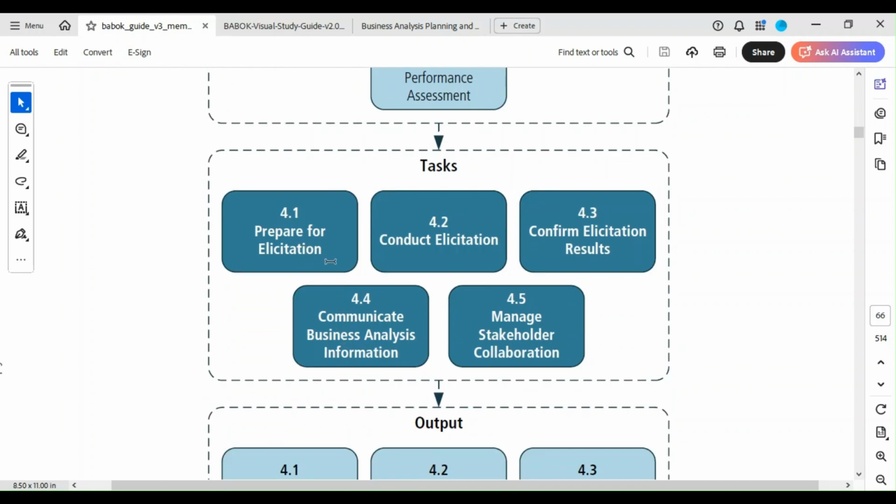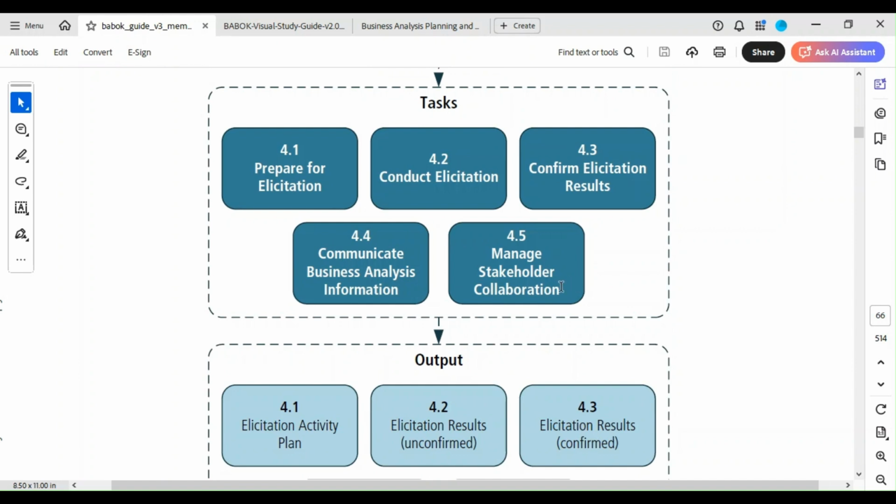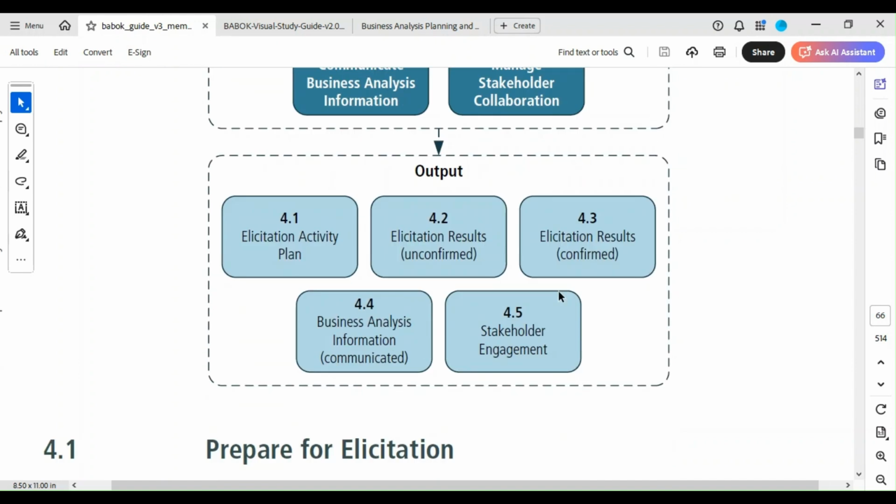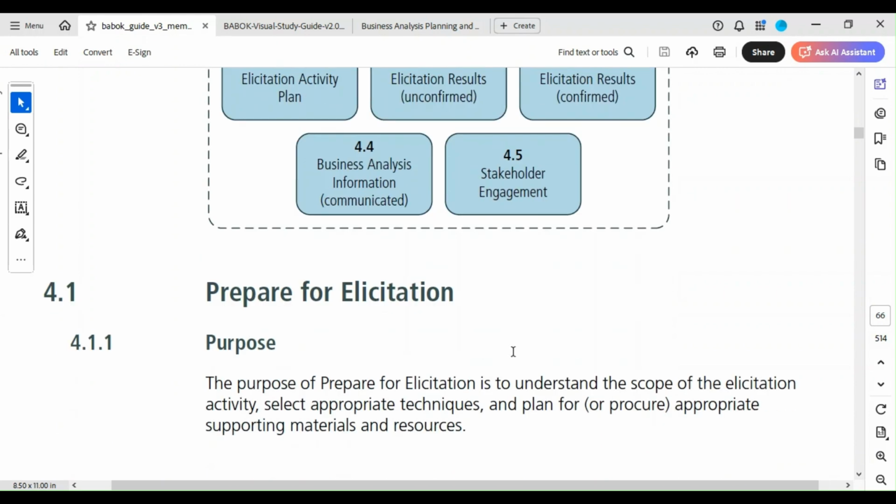Prepare for elicitation, conduct elicitation, confirm elicitation result, communicate business analysis information, manage stakeholder collaboration, and you have your output as elicitation activity plan, elicitation result unconfirmed, elicitation results confirmed, business analysis information communicated, stakeholder engagement.